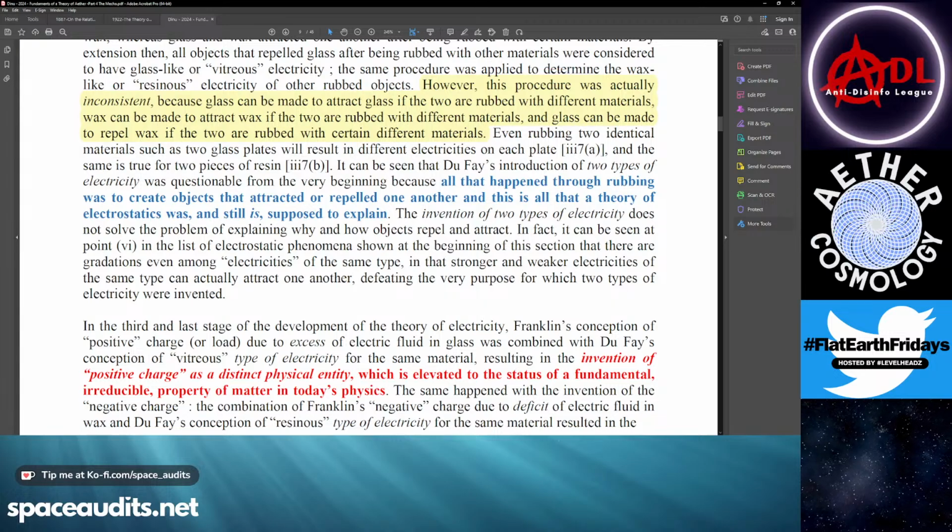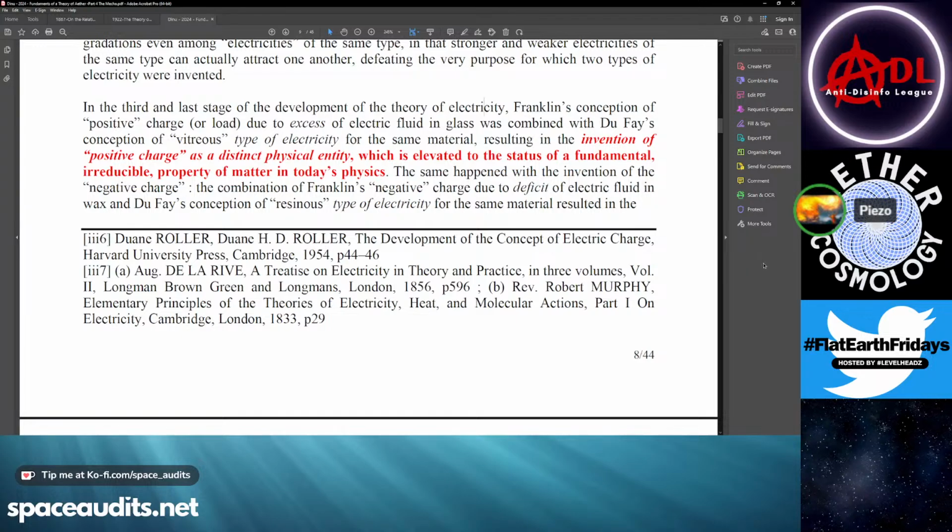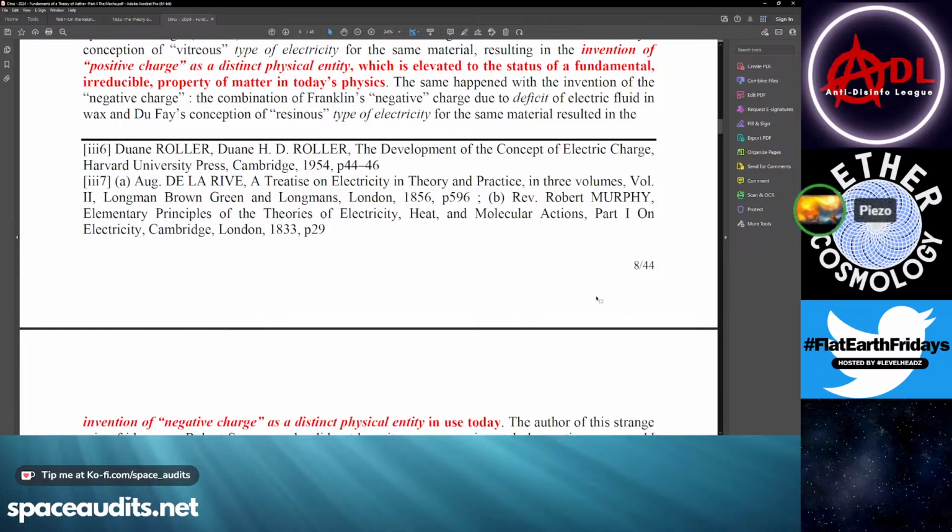In the third and last stage of the development of the theory of electricity, Franklin's conception of positive charge or load, due to excess of electric fluid in glass, was combined with Dufay's conception of vitreous types of electricity for the same material, resulting in the invention of positive charge as a distinct physical entity, which is elevated to the status of a fundamental irreducible property of matter in today's physics. The same happened with the invention of the negative charge.